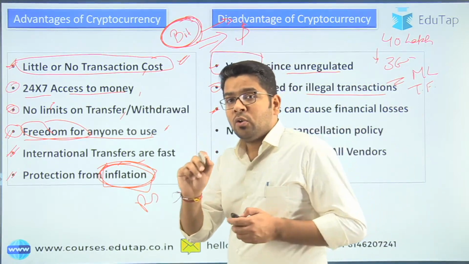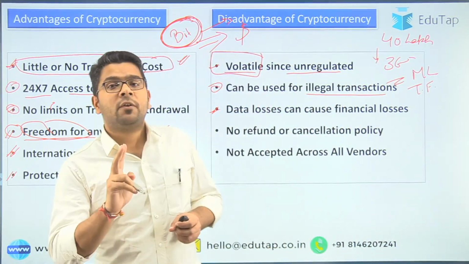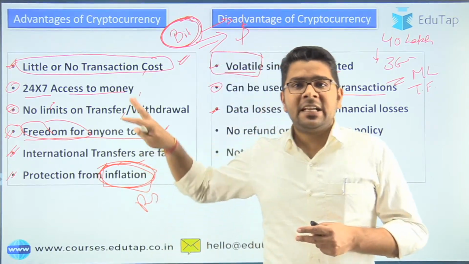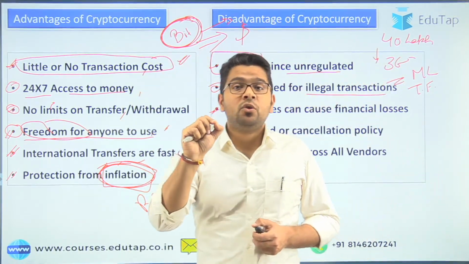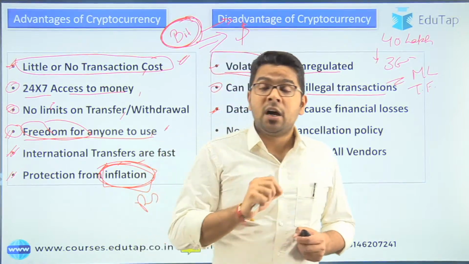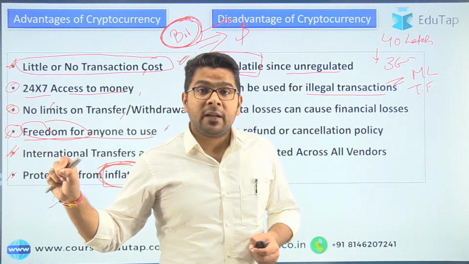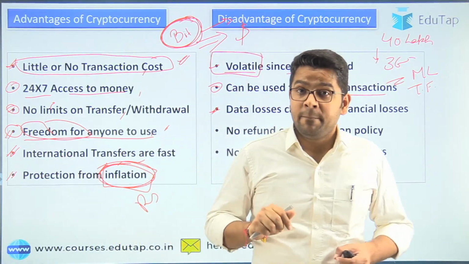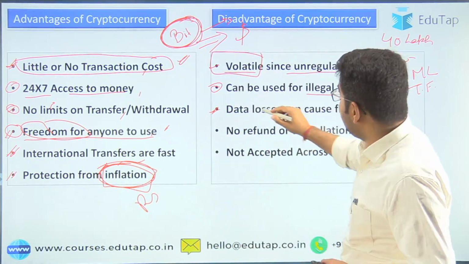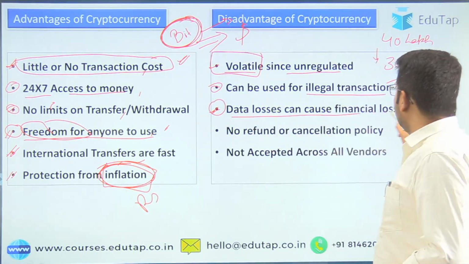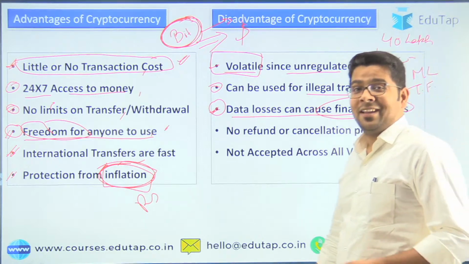Coming to the third point, data loss can cause financial loss. Guys, I told you in the previous slide that there are two types of keys provided to you: a private key and a public key. The public key is with everyone, but the private key is with you only. If you lose that private key, there is no way to get it back because of security aspects. If you lose that data, your entire money will be gone.